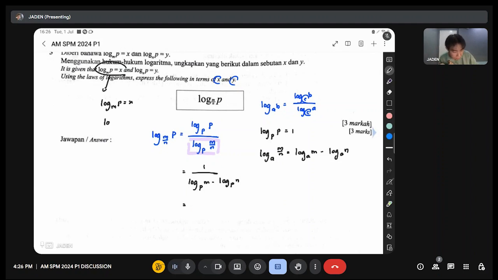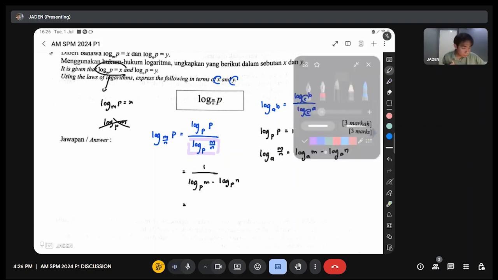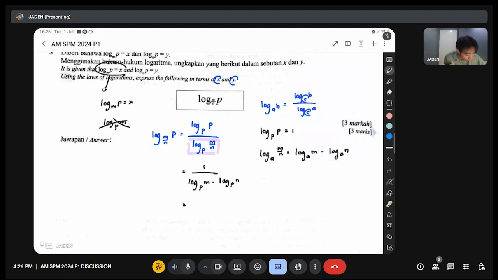It's not log PM, right? Right now we have log PM, but this is log MP. So how do we do? Okay, we learned also one more rule here. Log AB is the same as 1 over log BA, which means if we are currently at this stage, log AB, we can convert it into 1 over log BA.